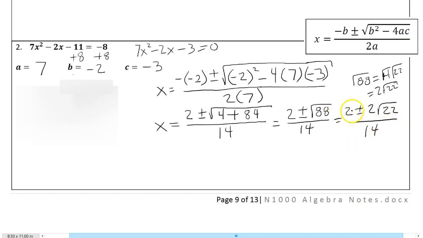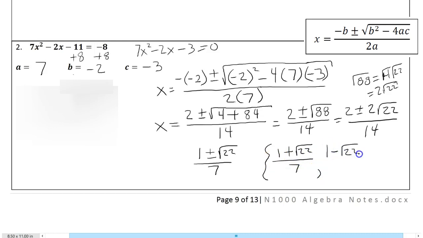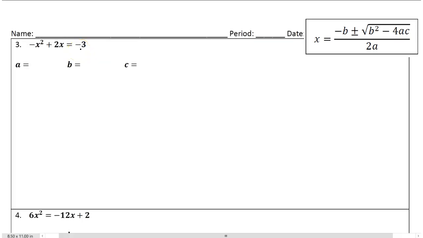Finally, we can simplify again if all 3 of the numbers outside the square root have a common factor. These 3 numbers, 2, 2, and 14, all have the common factor 2. Divide 2 by 2 and we get 1. Divide 2 square root of 22 by 2 and we get 1 square root of 22. Divide 14 by 2 and we get 7. So the final answer is 1 plus the square root of 22 over 7 and 1 minus the square root of 22 over 7. Now pause the video and try the next example yourself.